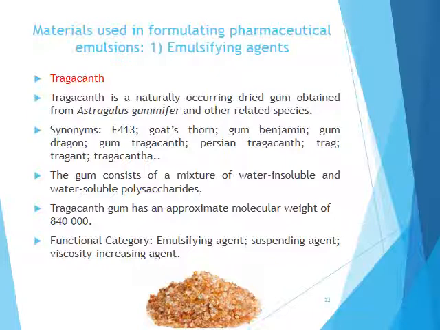The other example related to the emulsifying agents is Tragacanth. So this is another carbohydrate type of emulsifying agent. So Tragacanth is a natural emulsifying agent obtained from the dried gum from Astragalus gummifier and the other related species. It has different synonyms.